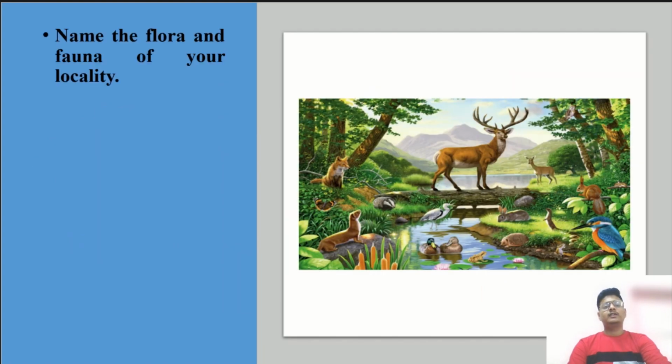And now name the flora and fauna of your locality. Like in my locality, the fauna are squirrel, peacock, a few birds, and the flora are like mango tree, lemon tree, and there are many more. Okay, these are of my locality. Like that, you have to tell of your locality in the comment section.